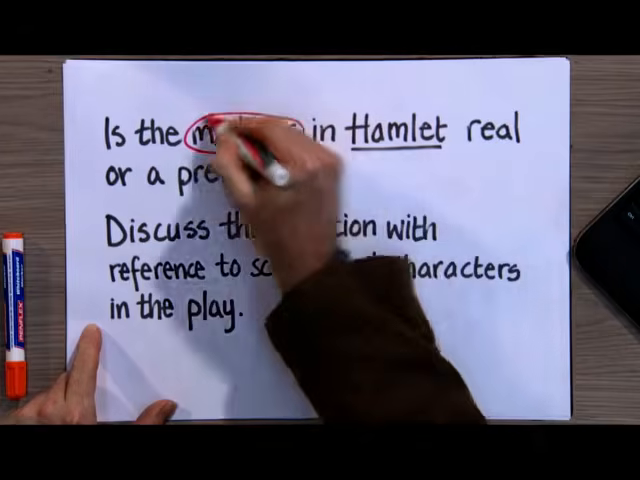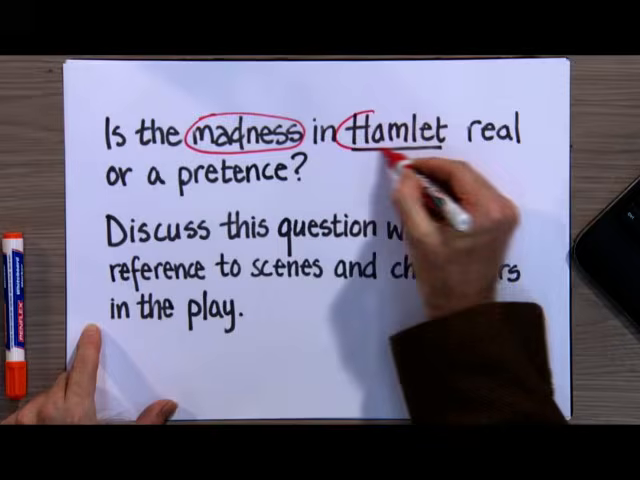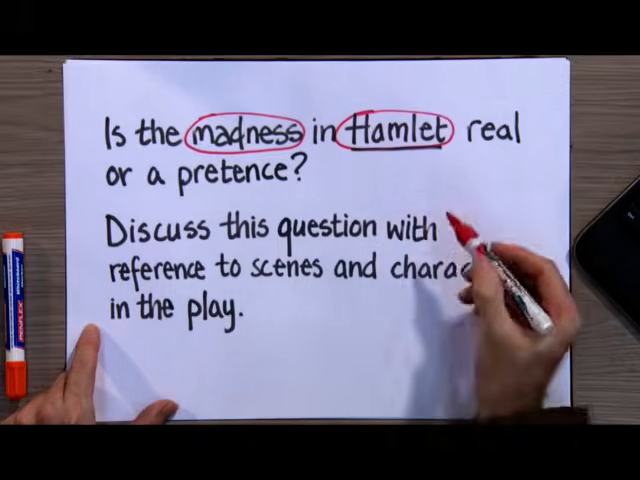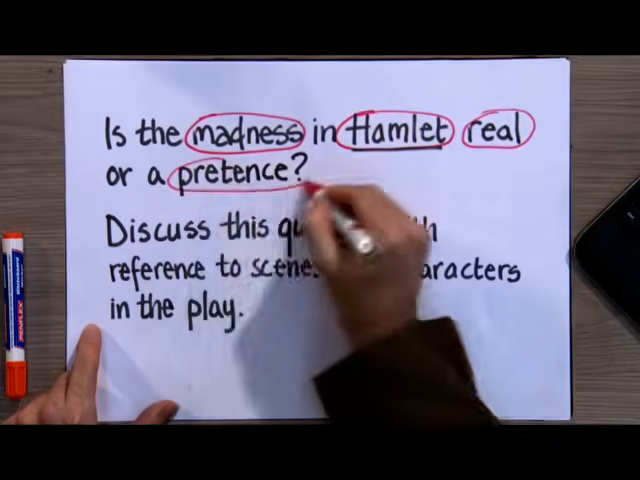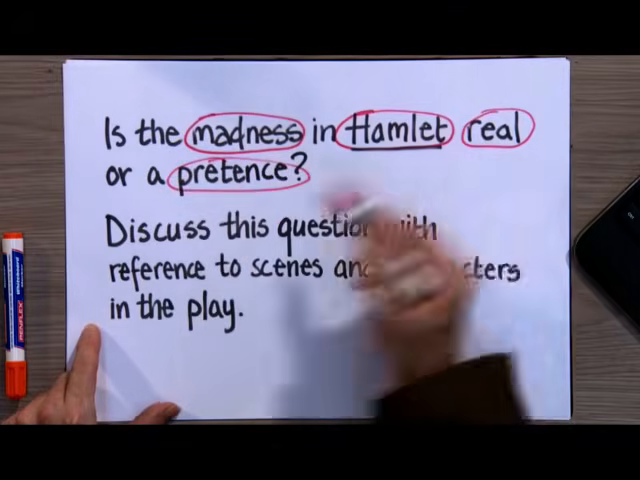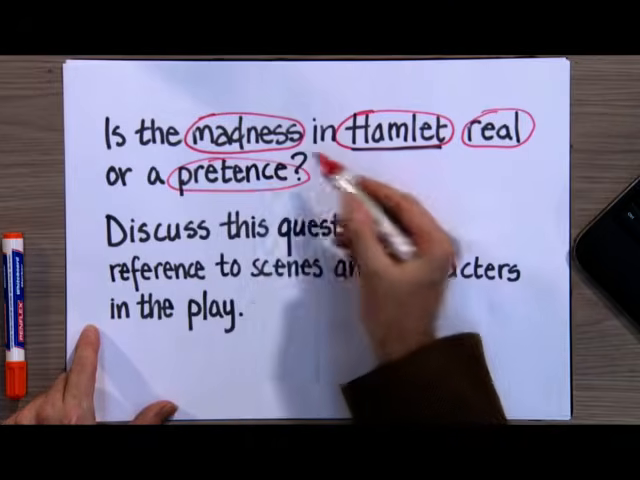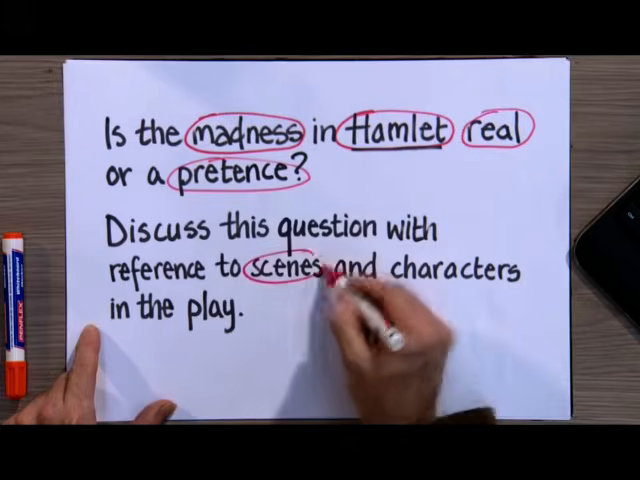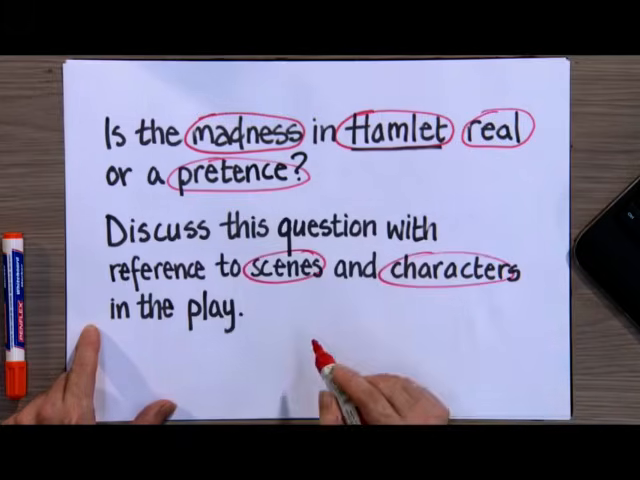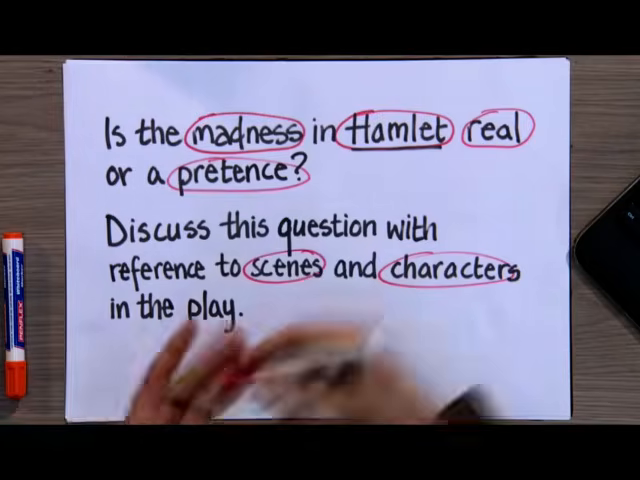Okay, madness is clearly a key word. We might overlook it, but the name of the play, okay, is obviously crucial. And then I've got real and pretense, and clearly those two words contrast with each other. Is it genuine, okay, or is he pretending? Madness. Discuss this question with reference to scenes and characters in the play. So I've been given specific guidance there as to where to focus.